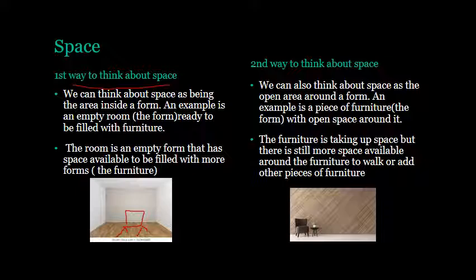So an example of that is once the piece of furniture goes into the room, the form, it has empty space around it. So the furniture is taking up some space, but there's no more space available around the furniture. So in the second picture over here, we've got our empty room, we've got a chair and a table in it. Now those pieces of furniture are taking up space, but we still have more space around them. So it can be either of these two things, the first way or the second way. They're both types of space.